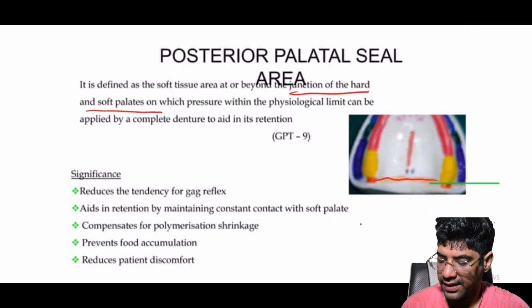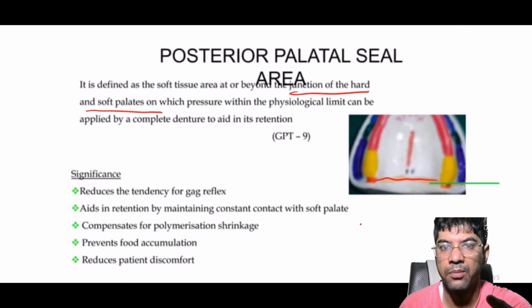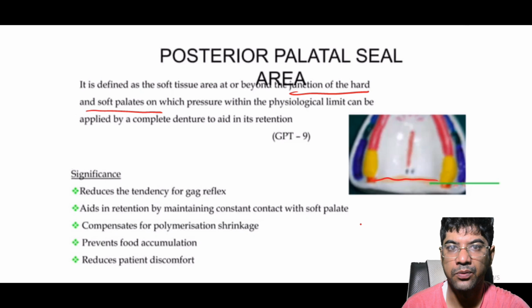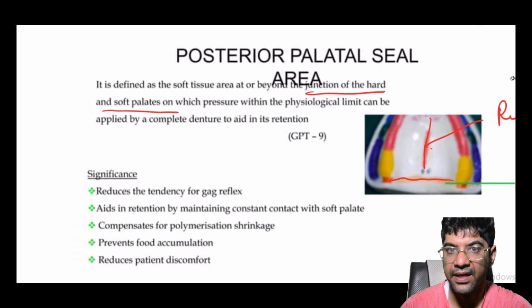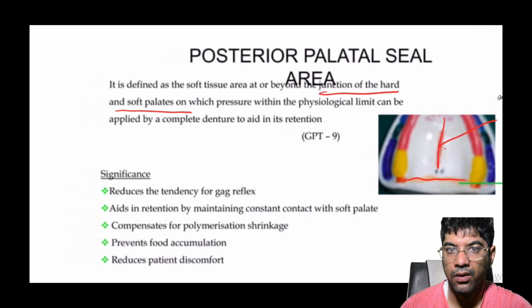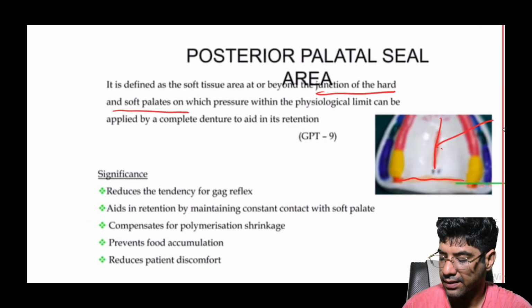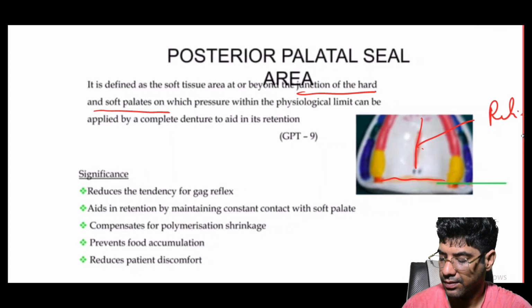The other is the pterygomaxillary seal. It extends across the hamular notch and 3 to 4 mm anterior lateral to the mucogingival junction. So you have to avoid placing the posterior denture border over the mid palatal raphe, that is the relief area, or the posterior nasal spine.